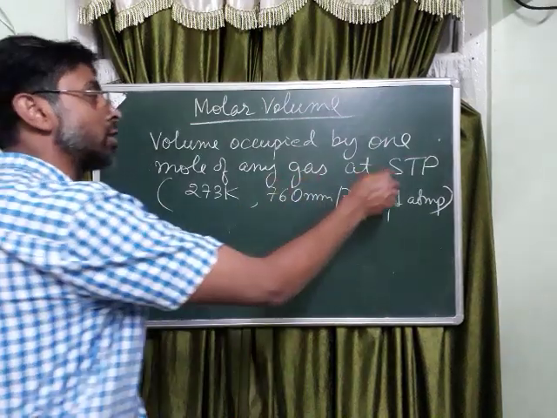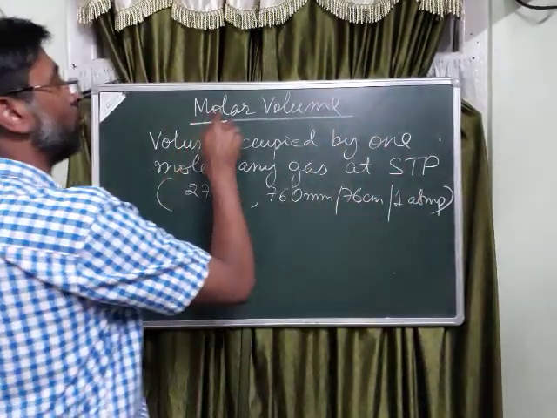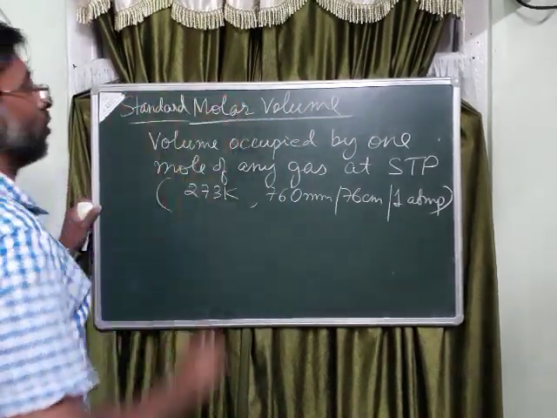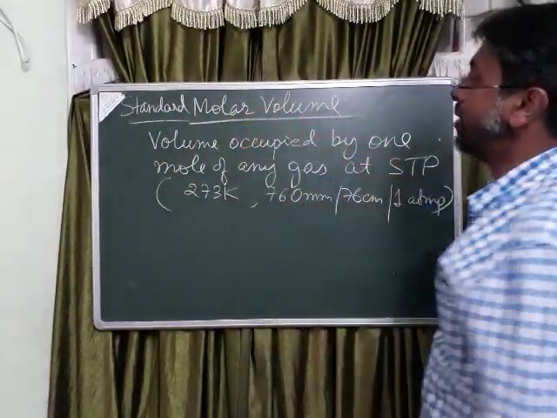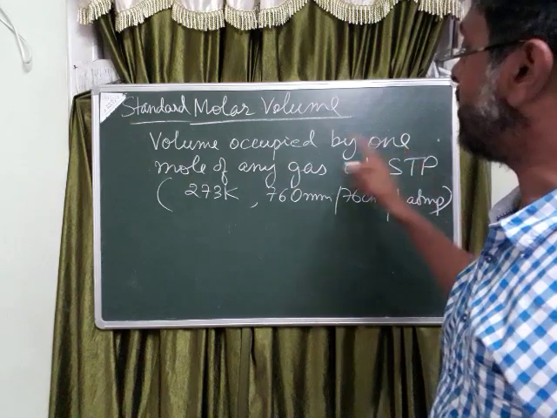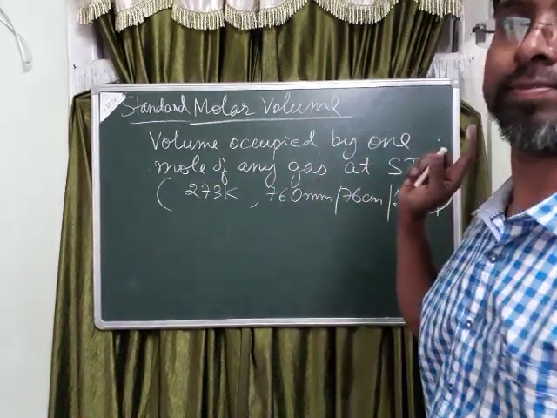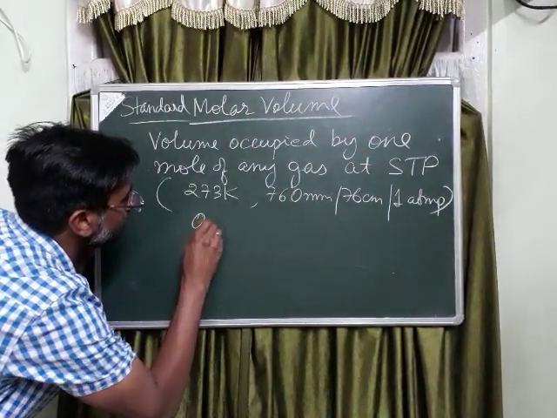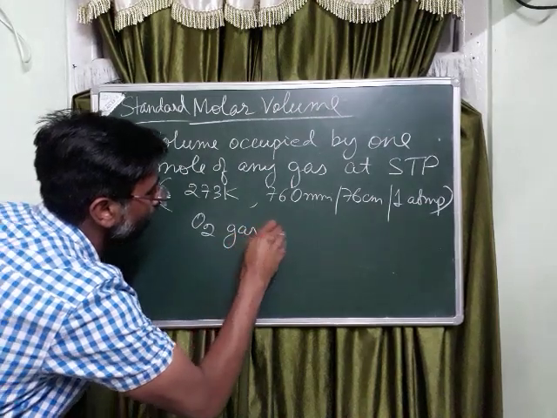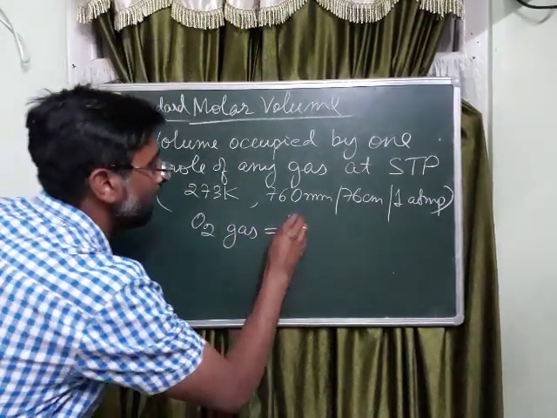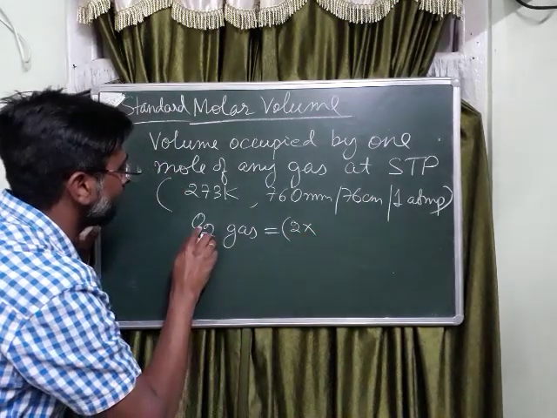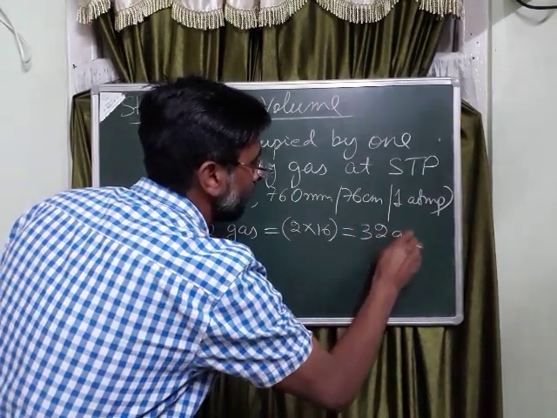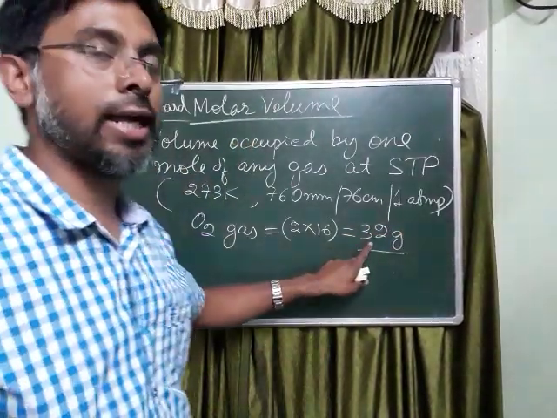So, whenever this STP comes in this sentence, then this molar volume is called standard. So the standard molar volume is the volume occupied by 1 mole of any gas at STP. That means if I take, for example, oxygen gas, what is the mass of 1 mole of oxygen gas? It becomes 2 into the atomic mass of oxygen, which is 16, so 2 times 16 is 32 grams. Mass of 1 mole of oxygen gas is 32 grams.